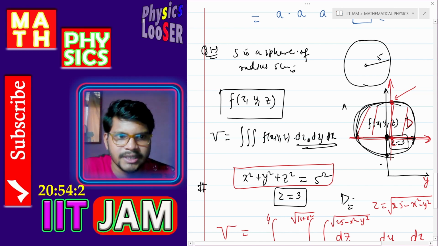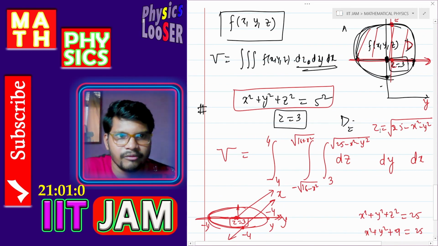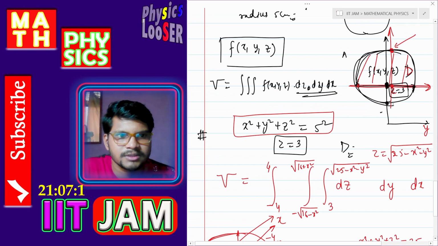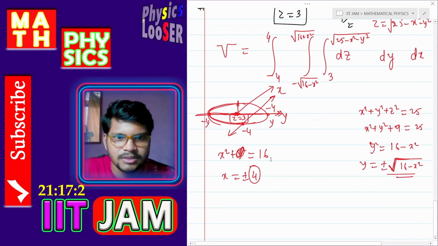So one point is at z is equal to 3, then another point must lie on the surface of the sphere. So that is how we can write that z is equal to the square root of 25 minus x square minus y square, where 25 is the radius square of the sphere. And secondly, we know that the base of a sphere is particularly a circle. So at z is equal to 3, what is the circle equation? x square plus y square is 16. So I can just write y is equal to the square root of 16 minus x square.